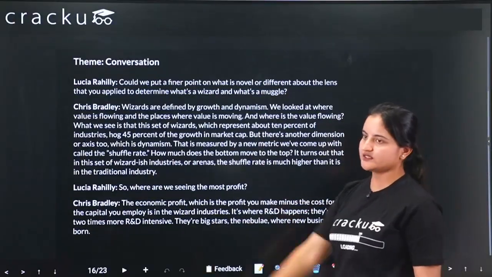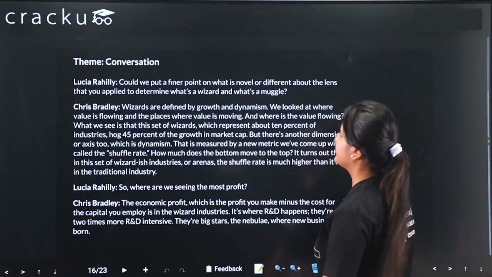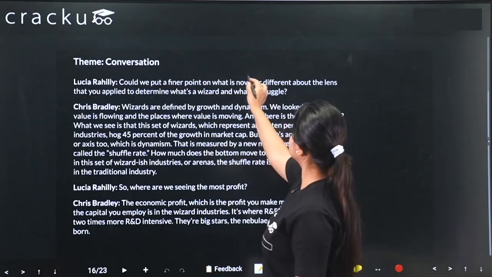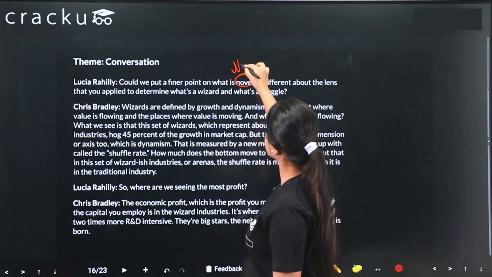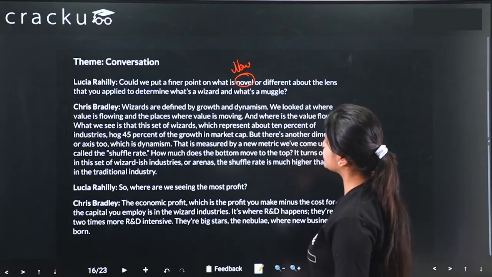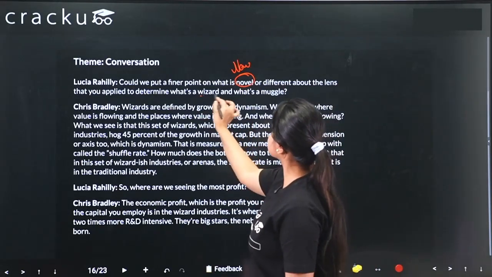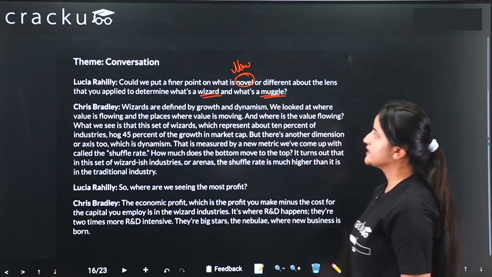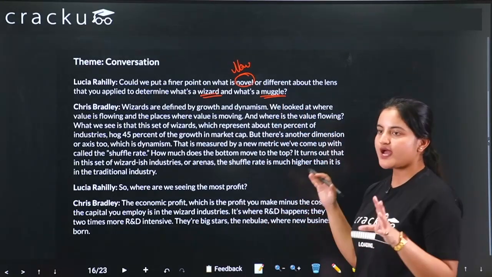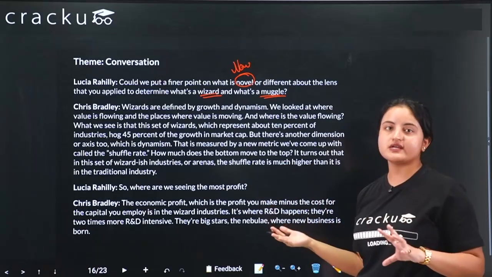Then Lucia has another question. Could we put a finer point on what is novel? Novel means new, not the novel that we read, or different about the lens that you apply to determine what's a wizard and what's a muggle. So she's saying, can you further explain the difference between wizard and muggle and how do you differentiate them?